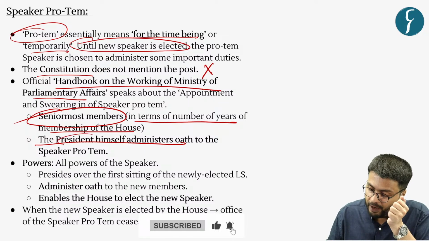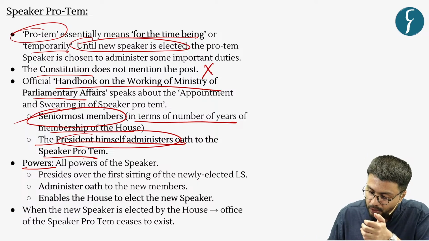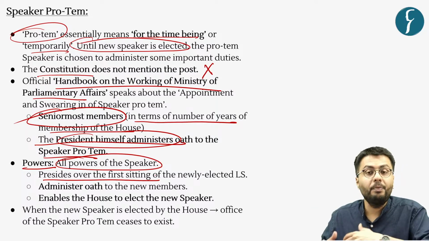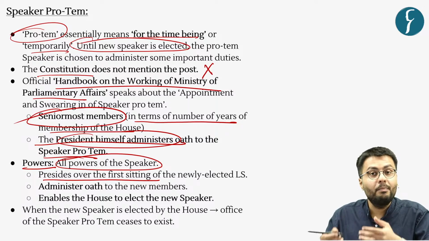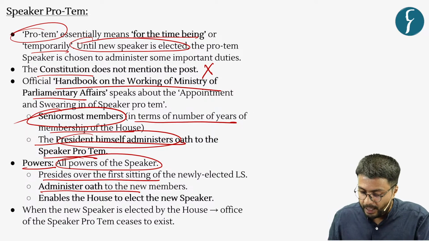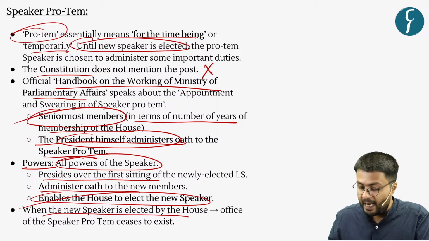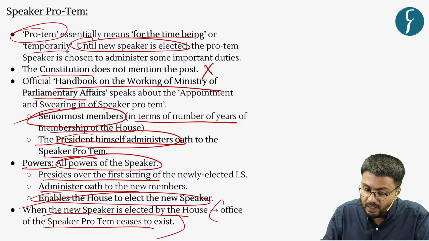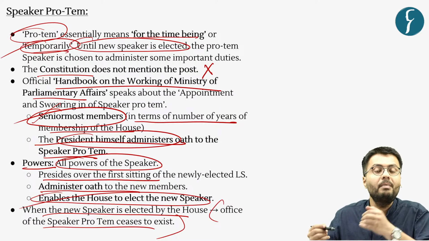Further, the President himself administers the oath to the Speaker Pro-tem. Further, the powers of this Pro-tem Speaker are the same as the powers of the Speaker of the House, which enables the Pro-tem Speaker to preside over the first sitting of the House. Presiding over the first sitting is essential because it enables the Pro-tem Speaker to administer the oath first of all to the newest members, and it also enables the House to elect the new Speaker. Whenever the new Speaker is elected by the House, the office of Pro-tem Speaker ceases to exist. So naturally, this is a temporary office held by the senior-most member of the House in terms of years of membership of the House.